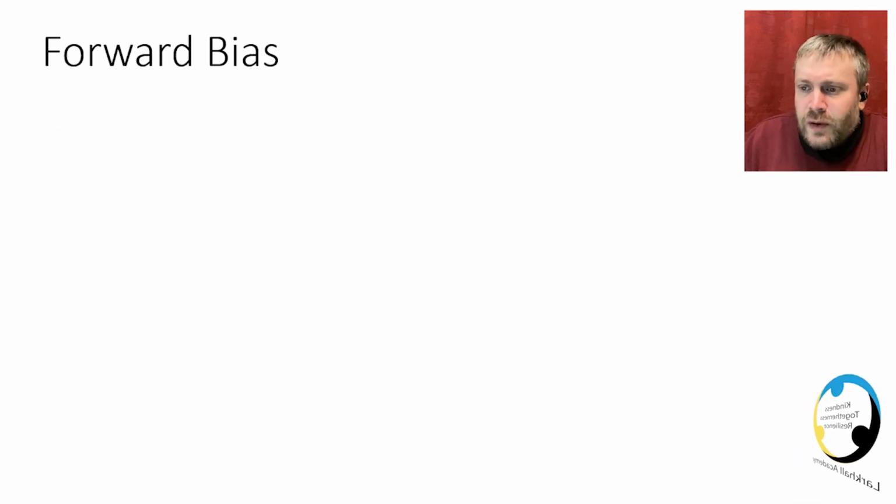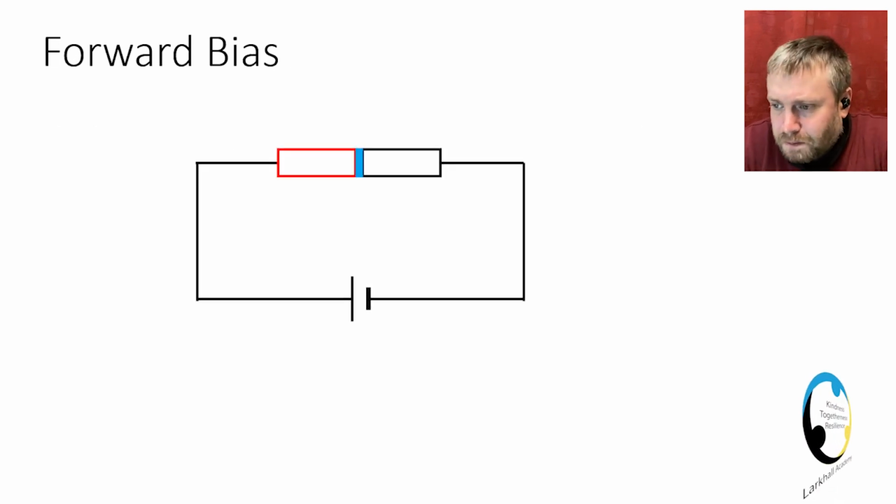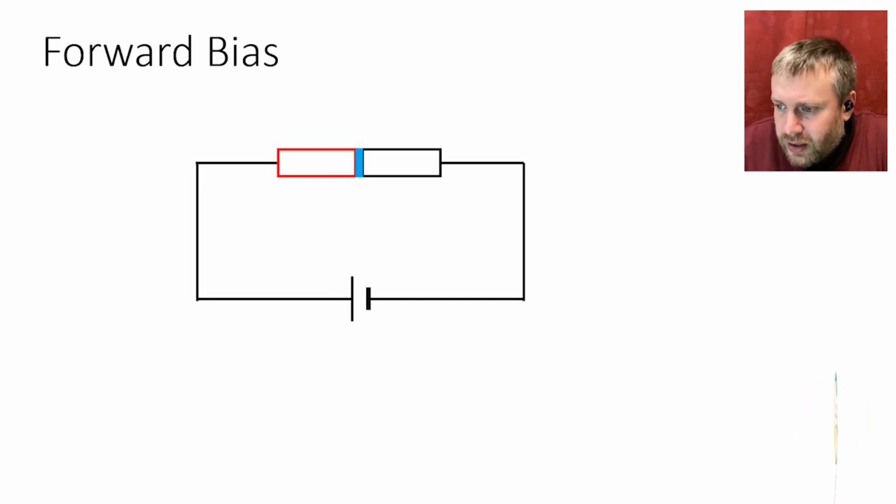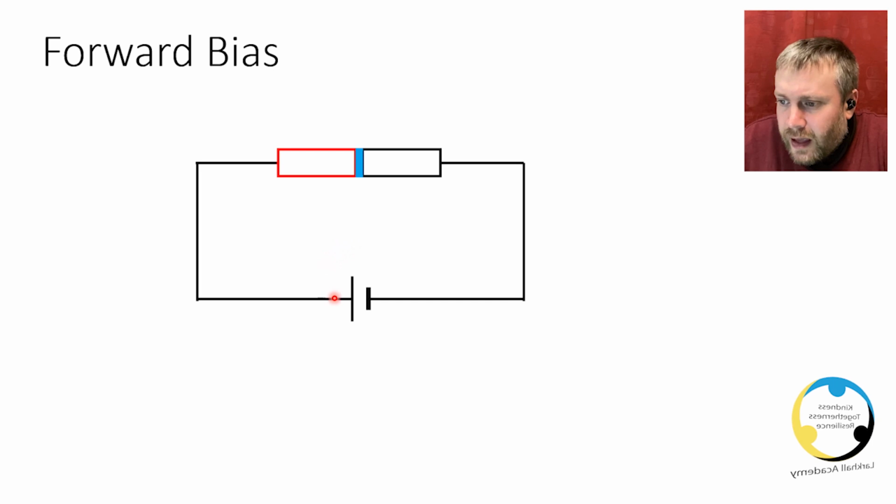So if we want to forward bias our diode, we have our circuit as we saw there. We have the cell here with the negative terminal hooked up to the N-type and the positive terminal hooked up to the P-type. Okay, we have our little charge carriers here. These are our holes. We have the electrons on this side, our charge carriers in the N-type.